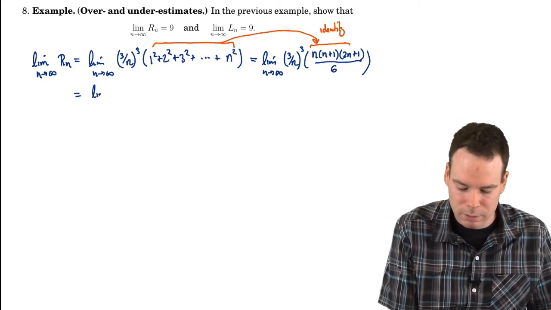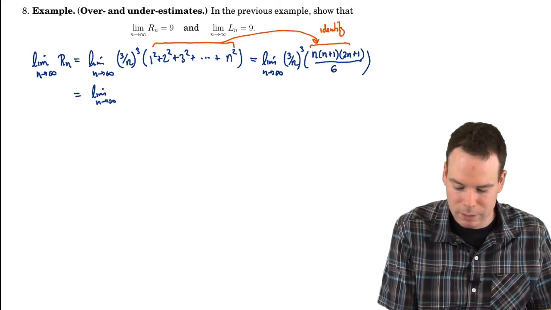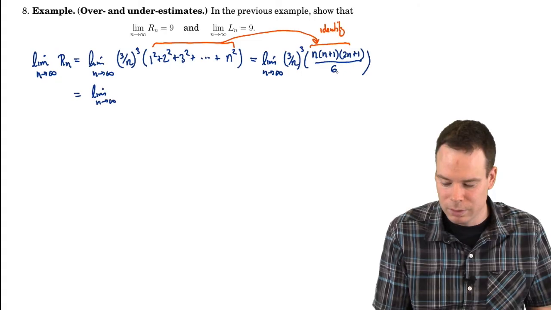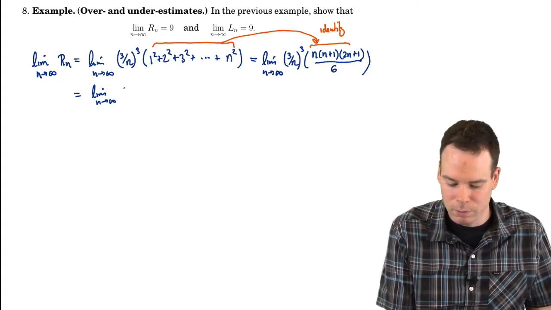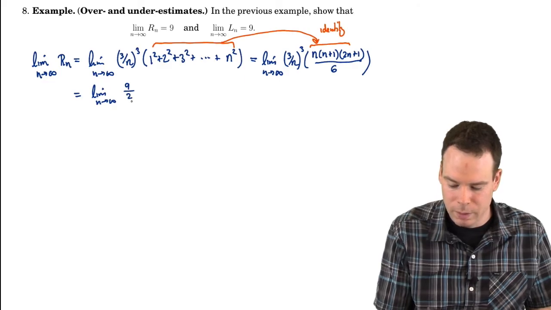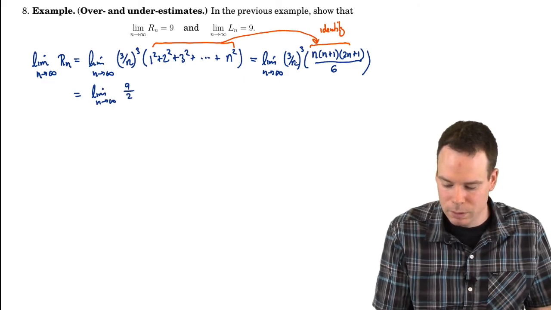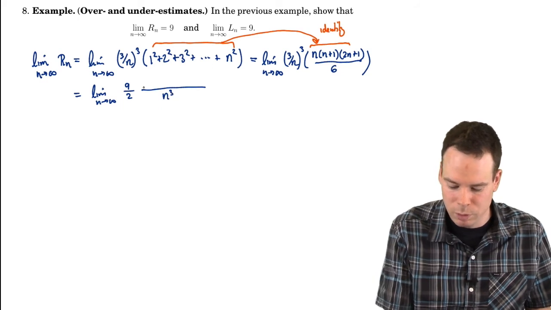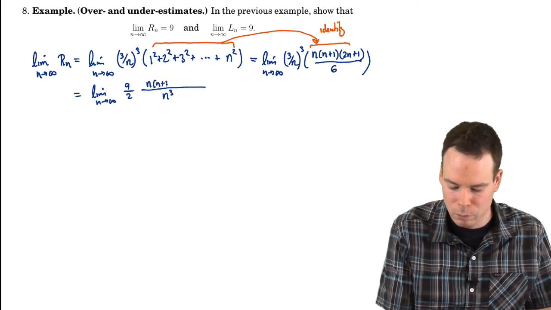I'm just going to simplify it a little bit more just so we can see. So this is 3 cubed divided by 6. So I can cancel one of the 3's and the 6 with one of the 3's up there. So that gives me a 9 halves. There's an n cubed in the denominator, so I'm going to write that here, n cubed. And what's the numerator? It's n times n plus 1 times 2n plus 1.